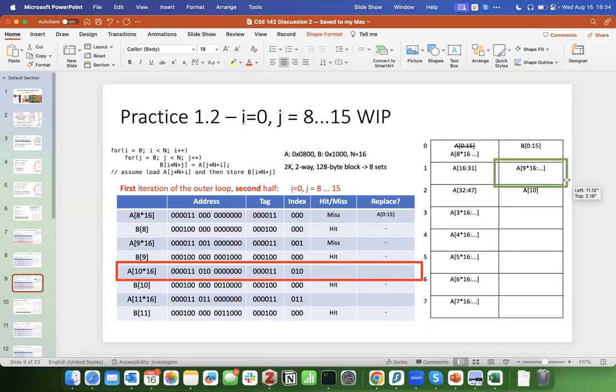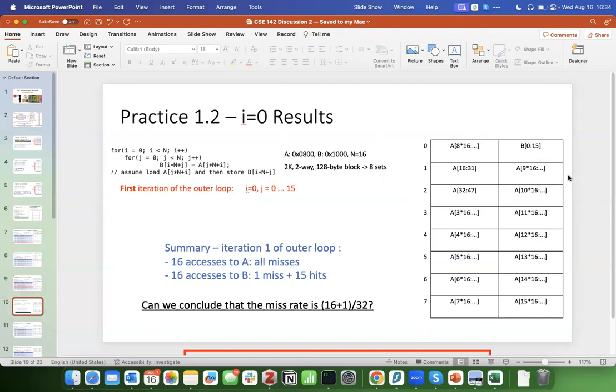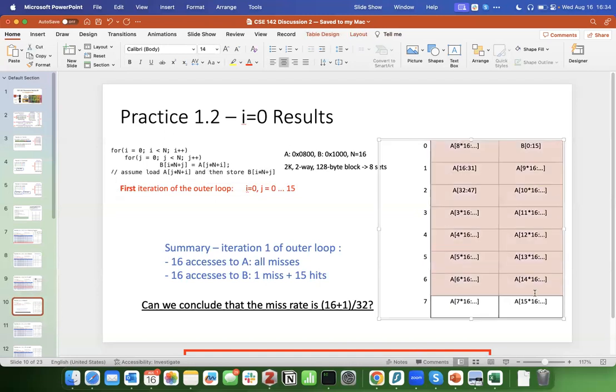It looks like the second column in the table, but the column order doesn't really matter, right? So it's really just putting them in the set. And then we're going to continue 11 times 16, 12 times 16, and so on. All right. And the end result looks like this. This is when I equals 0 and J goes from 0 to 15, right? In other words, the complete first iteration of the outer loop. When the inner loop has been traversed 16 times, the outer loop has just been executed once. Right, I equals 0, J goes from 0 to 15. And this is the end result.